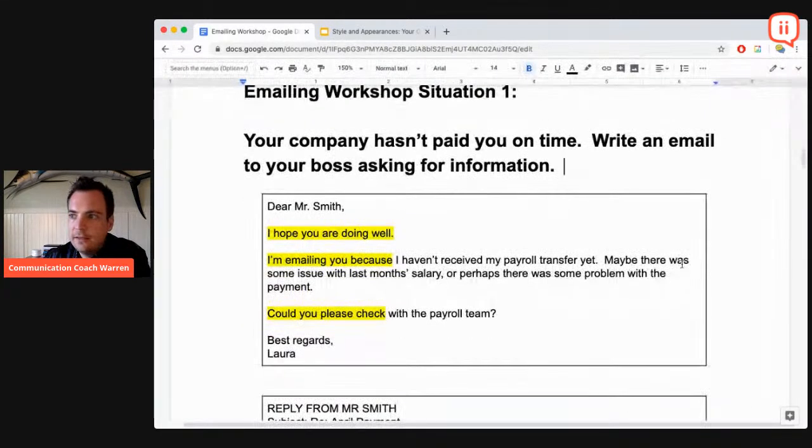So let's take a look here at the things that this email does really well. So first of all, the salutation is very polite, Dear Mr. Smith, but also they begin by saying, I hope you're doing well. So I think this is a really great way to begin any email, because when we ask, how are you, we don't really expect the person to answer. We're asking rhetorically. But this is a polite way of greeting, and instead of asking, how are you, saying, I hope you're well. I hope you are doing well.